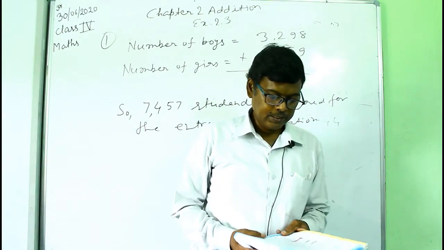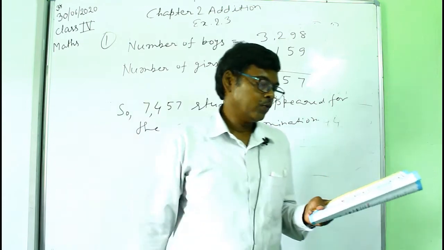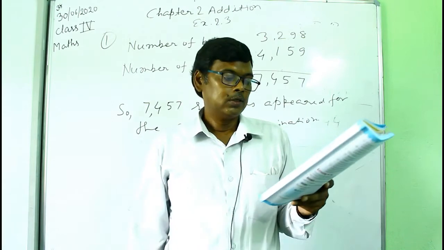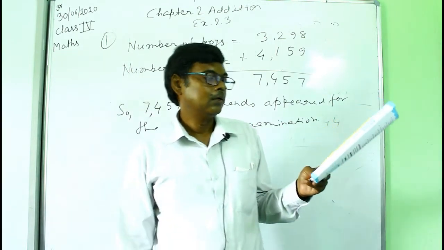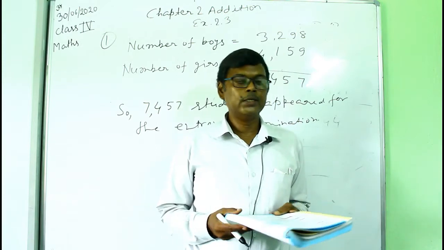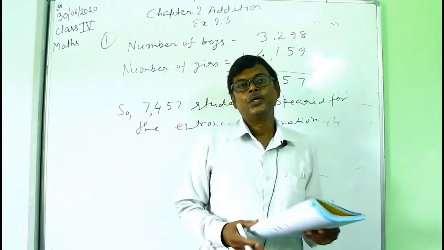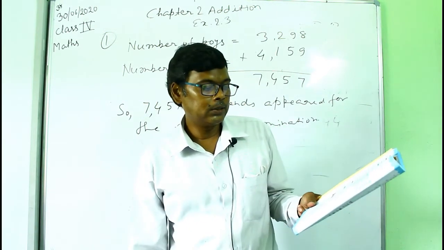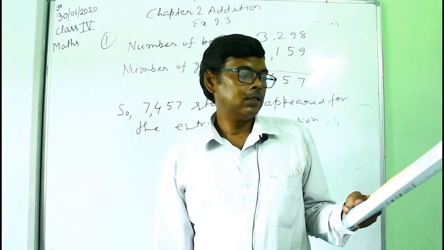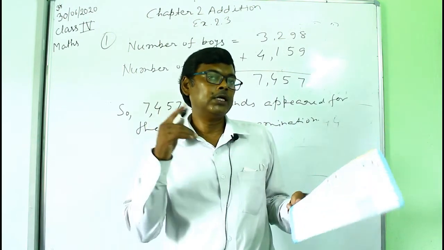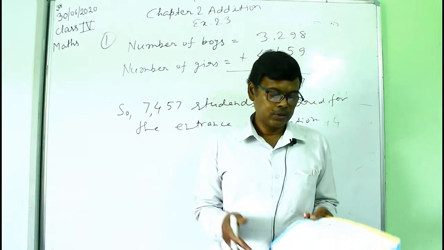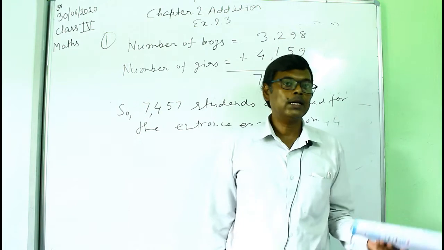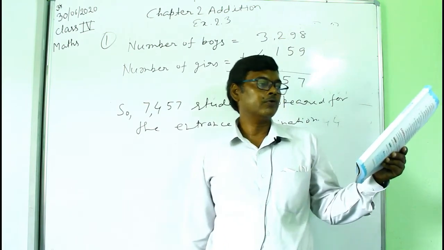Now question number B. In a school there are 1,024 students in grades 1 and 2. In grades means that in class 1 and class 2 there are a total of 1,024 students, and 1,990 students are in grades 3 and 4. That is, in class 3 and 4 the number of students is 1,990. Then find the total number of students in the school.